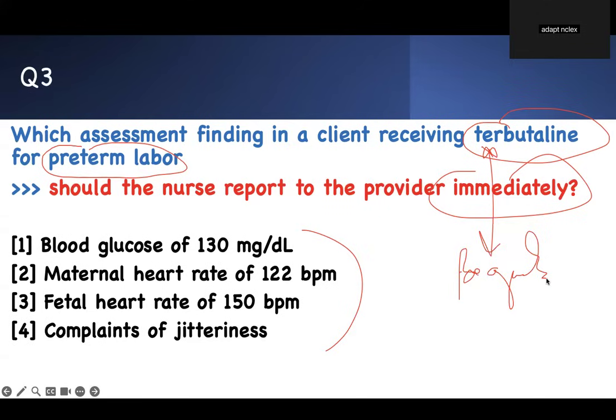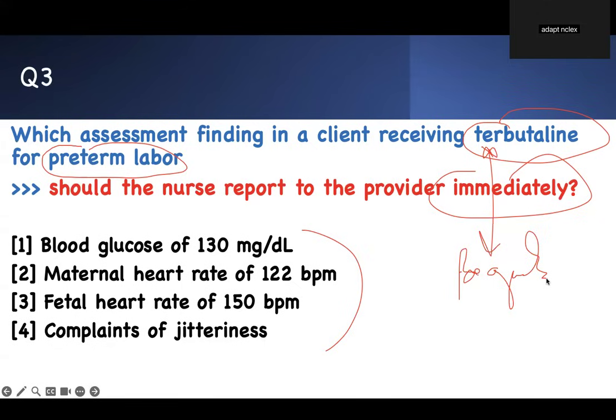Which one was it? Well, blood glucose of 130. It's not that bad. But a beta agonist will make your glucose go up so that it can give you energy, like the sympathetic nervous system. Maternal heart rate greater than 120 is too much. I mean, a heart rate of 122 is bad. Fetal heart rate of 150 is really normal. And you get palpitations.